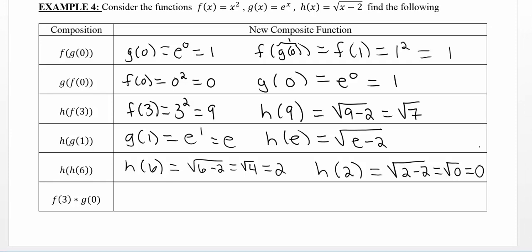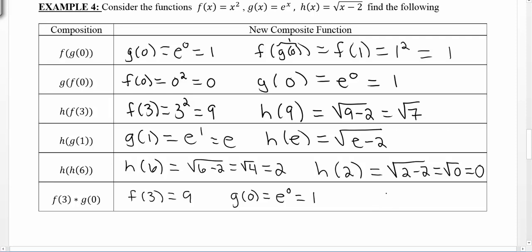Now if I want to try f of 3 times g of 0, I want to find each of these pieces individually and multiply their answers together. f of 3 means I'm going to have 3 squared. 3 squared is 9. g of 0 means I'm going to be plugging 0 into my e function. Anything to the 0 power is 1. So I'm going to multiply my results. 9 times 1, which gives me 9.